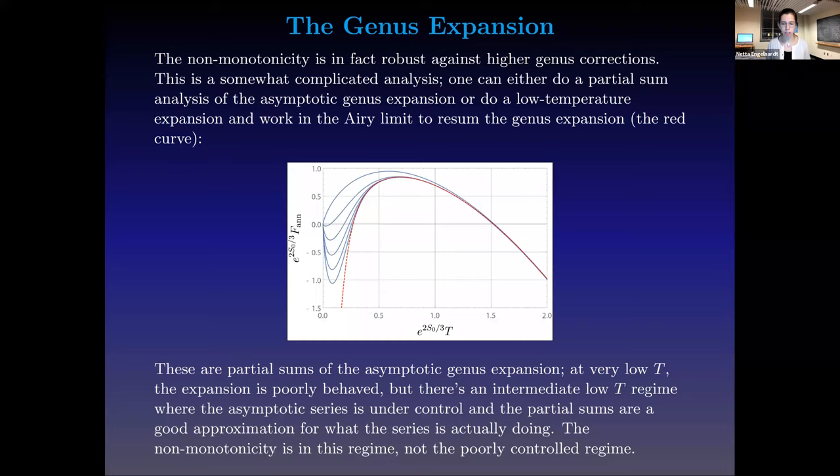And in the partial sum analysis, you can see that even though at very low temperatures the expansion is poorly behaved, there is this intermediate regime over here where the asymptotic series is under control, in the sense that it gives us a bound on what the actual sum is doing. The partial sums are expected to be a good approximation for what the series is actually doing. So because we have non-monotonicity in this regime, we expect that it is actually robust against the resummation of the genus expansion. Now, we can also talk about the Airy case.